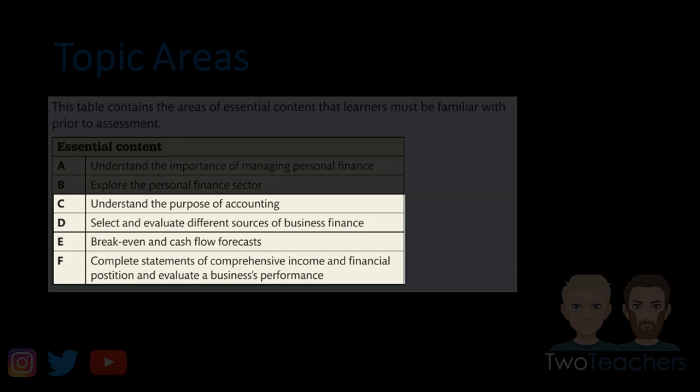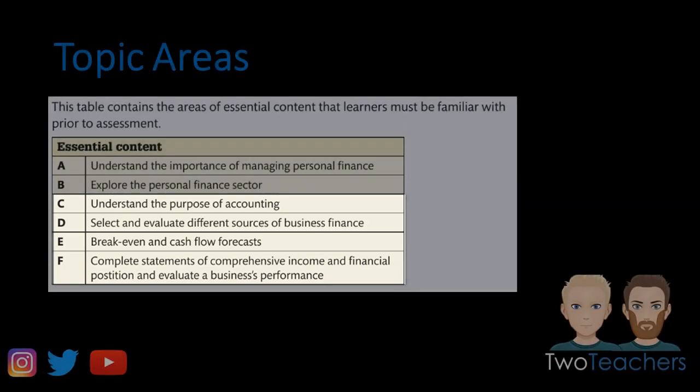C is understanding the purpose of accounting. So this is where you go into the business finance side of it. D is select and evaluate different sources of business finance. So where can you go for money to start up your own business, and what are the pros and cons of the different sources of finance that are available out there? E is break even and cash flow forecasts. We've got some videos on those, so if you'd like to head over there to learn more about those. F is complete statements of comprehensive income and financial position and evaluate a business's performance. Again, we've got some videos detailing this section of the exam and everything you need to know for these.